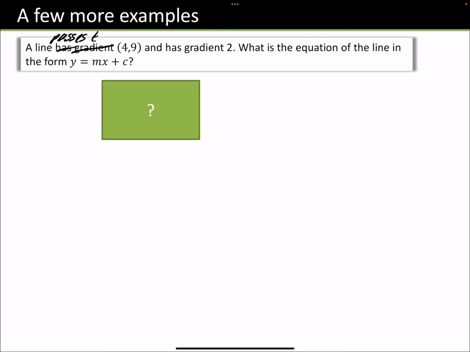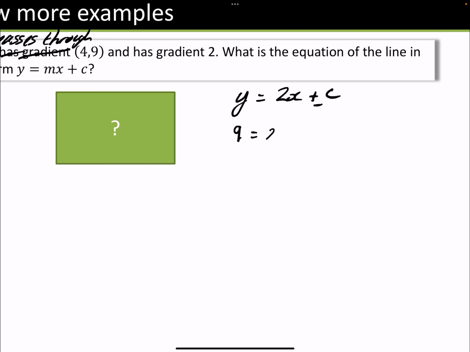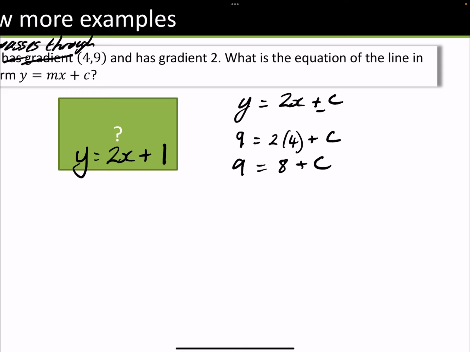Passes through (4, 9) and has gradient 2. What's the equation of a line in that form? So gradient is 2, y equals 2x plus something. Okay, the point (4, 9), so 9 equals 2 times 4 plus something. 9 equals 8 plus something, so that something must be 1 in this case. So we've got y equals 2x plus 1. Okay, that's it.